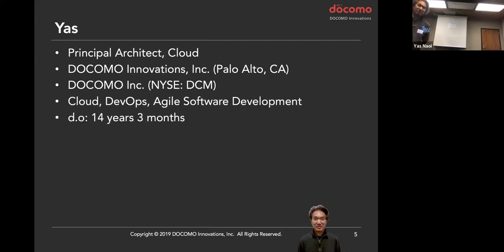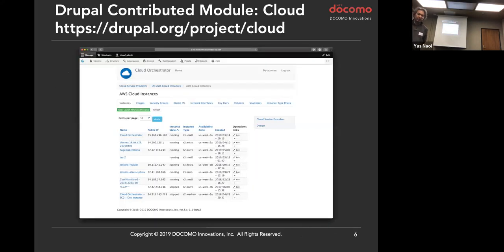Anyway, my expertise is cloud, DevOps, and agile software development. On Drupal.org, I've been involved for more than 14 years. We are developing a Drupal contributed module called Cloud. If you have a laptop, you can access the Drupal.org project Cloud, where we are developing the cloud module for an AWS portal. I'm going to talk about our experience.